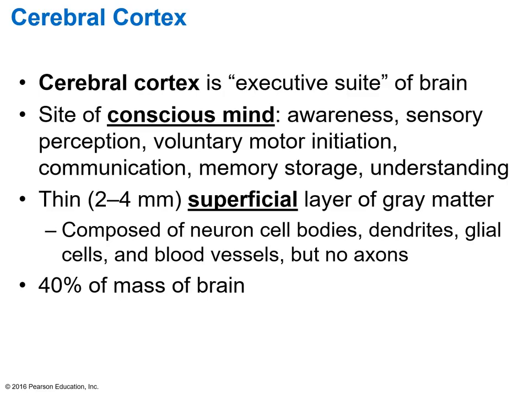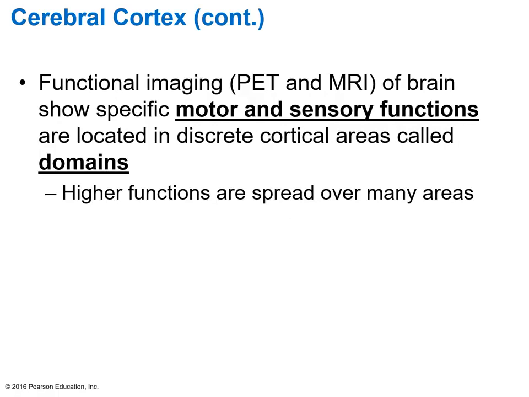It is composed of your neuron cell bodies. It has a lot of those supporting glial cells, has obviously a lot of blood vessels, but there are not axons in this area. You certainly don't have the myelinated axon. This comprises about 40% of the mass of the brain.